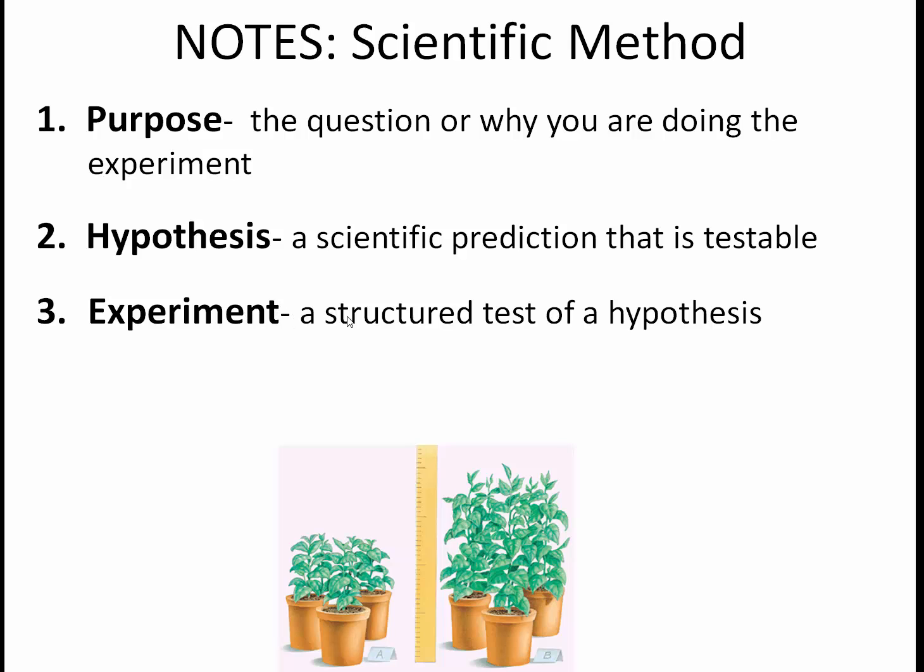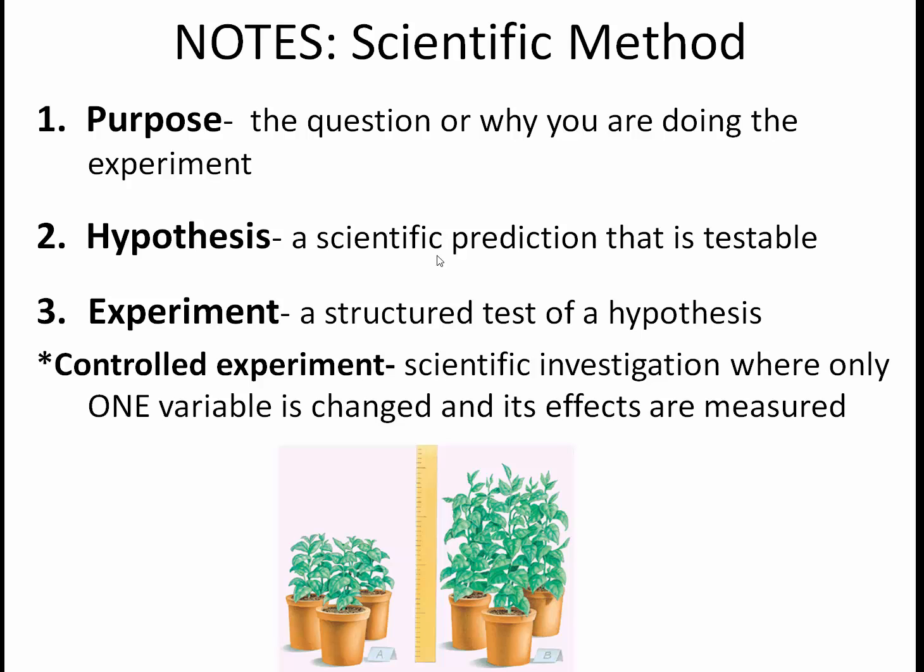And then we design an experiment, which is going to be structured to test this hypothesis, which is actually made using the question or the purpose you had. And then we're going to design a controlled experiment that only looks at one variable per experiment. If we look at more than one, we don't know which one actually did the change, or if the change was working by both of them. So we have a scientific investigation where only one variable is changed.